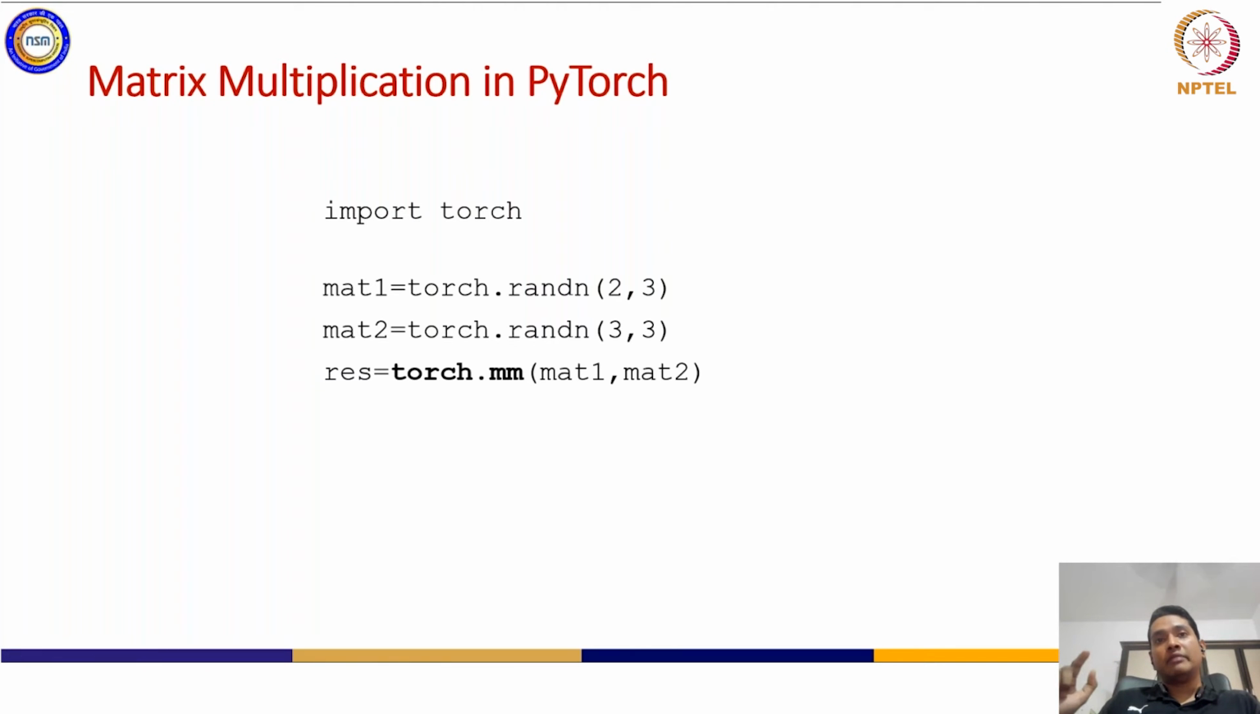And this matrix multiplication is on the tensors, not on the arrays. So you can use GPUs to do this matrix multiplication. You can check the size of the result, and the size of the result will be 2 by 3 because you are multiplying a 2 by 3 matrix into a 3 by 3 matrix. So your resultant matrix will be 2 by 3.